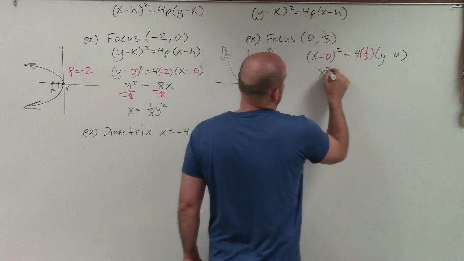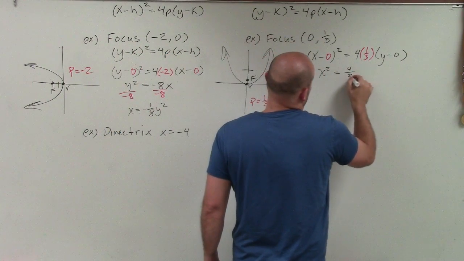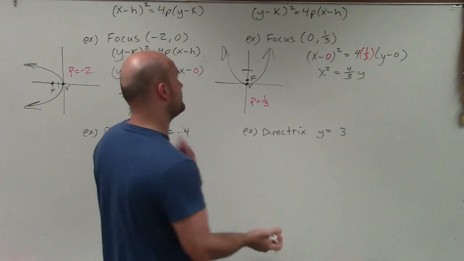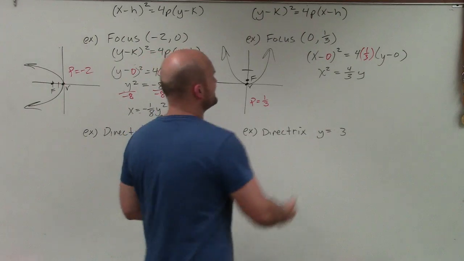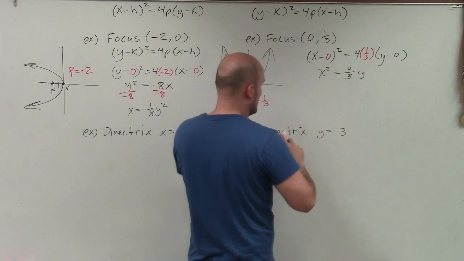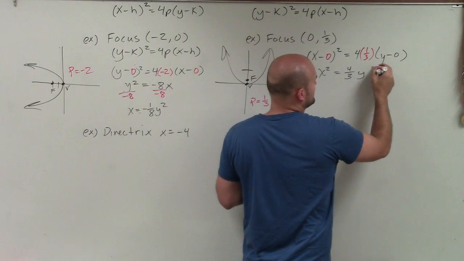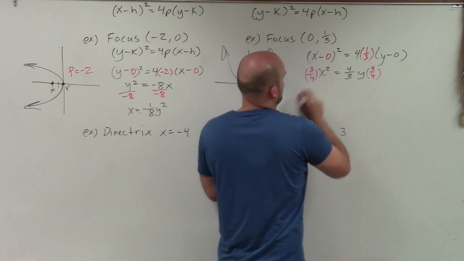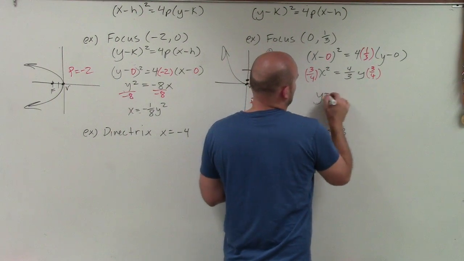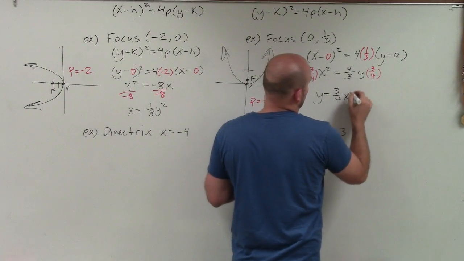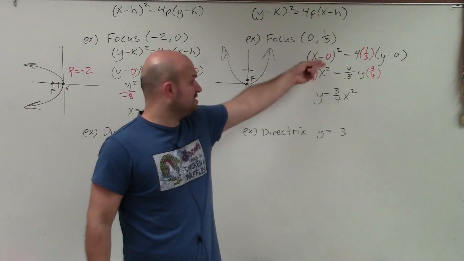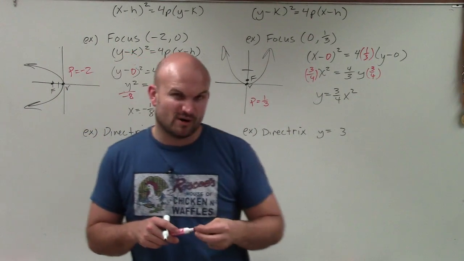So this gives us x squared equals 4/3 y. In conic section form, that's perfectly good. If we want to rewrite this in standard form, I need to isolate the y, solve for y basically. So I'll multiply by the reciprocal on both sides, and then what I obtain is y equals 3/4 x squared. So you could have it in this equation or in that equation, whatever works.